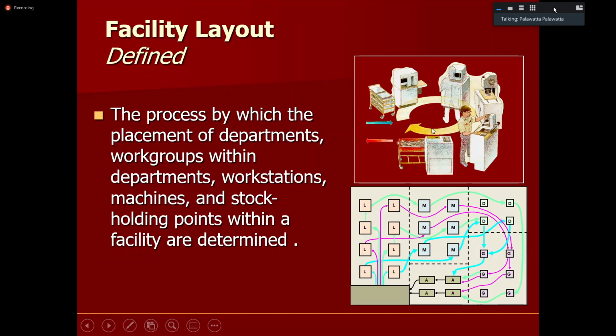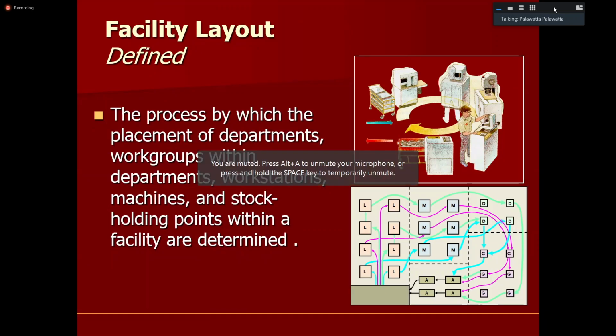So this worker is working with 1, 2, 3, 4, 5 machines. So he works with 5 machines. Sometimes, in most cases, one worker works with one machine, but it can be that a worker can work more than one machine.